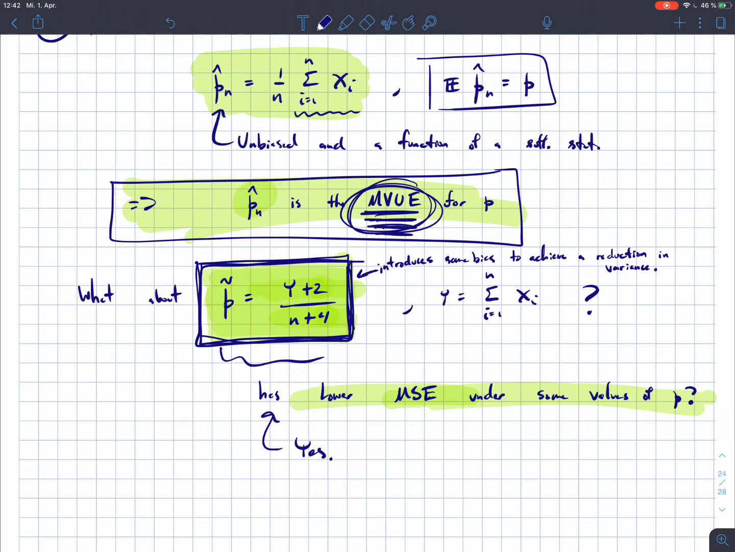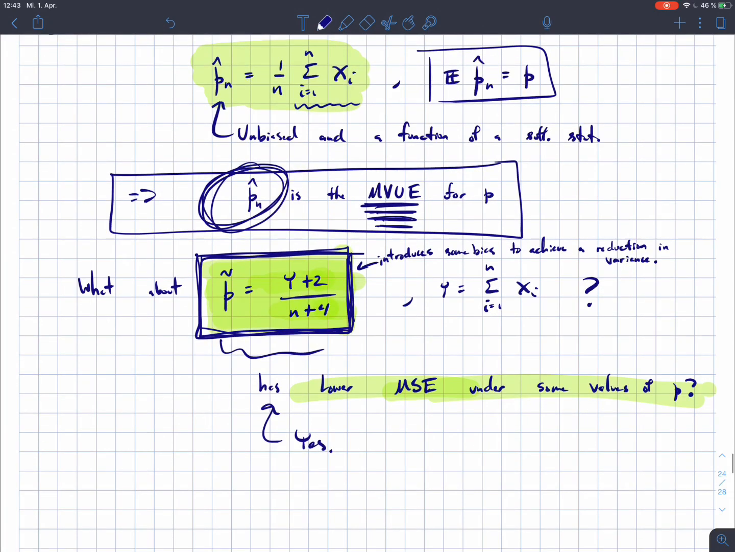So when we talk about the minimum variance unbiased estimator, we're not really comparing these two estimators, because the MVUE has only to do with estimators which are unbiased. So P hat remains the MVUE, but that's not to say that it's absolutely the best estimator you should use. It's only the best unbiased one.